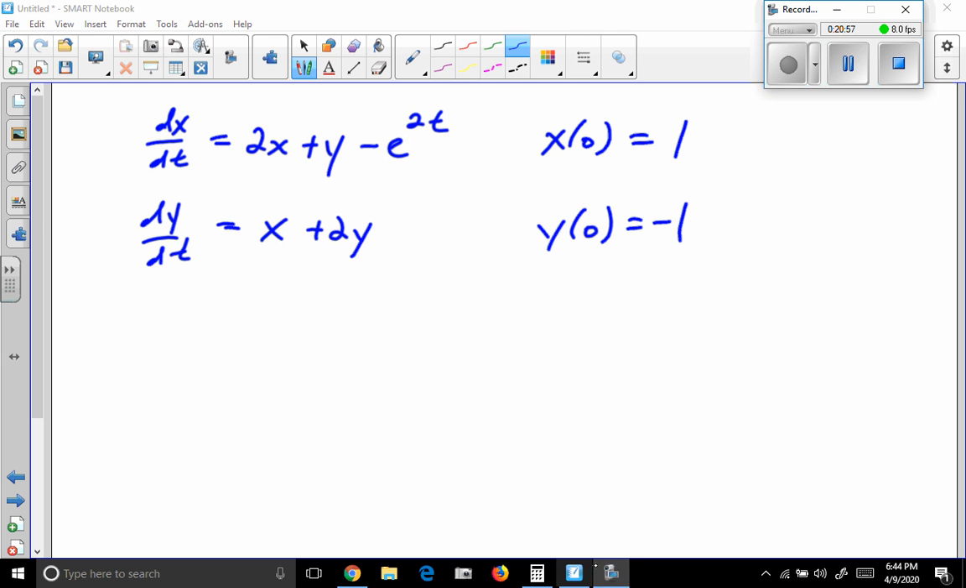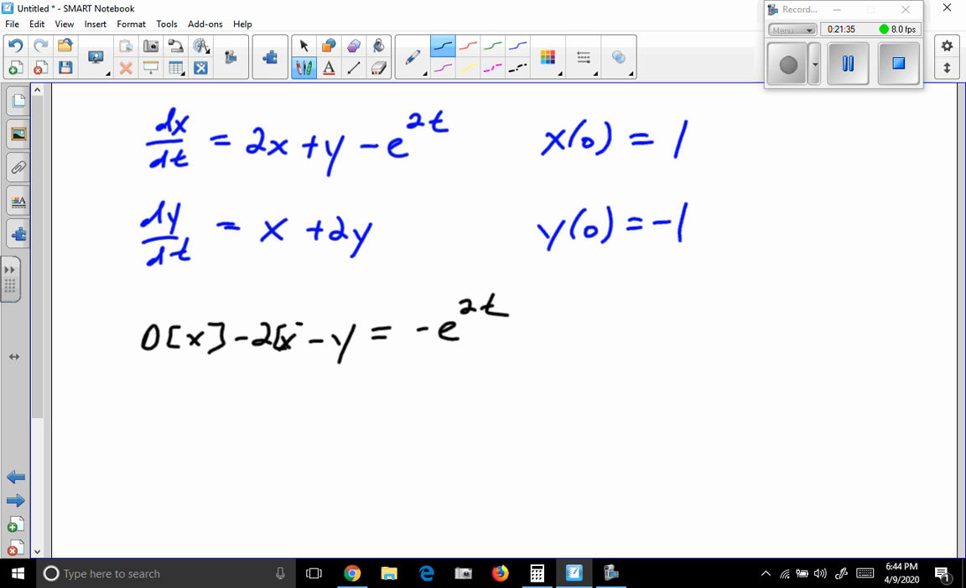So let's take a look at this example. Let's convert the top equation into differential notation, and also let's get everything to the left side that is either an x or a y. So dx dt is the derivative of x. If we move that to the left side, then we have a minus 2x. If we move that to the left side, we have a minus y. And then on the right side, we have minus e to the 2t.